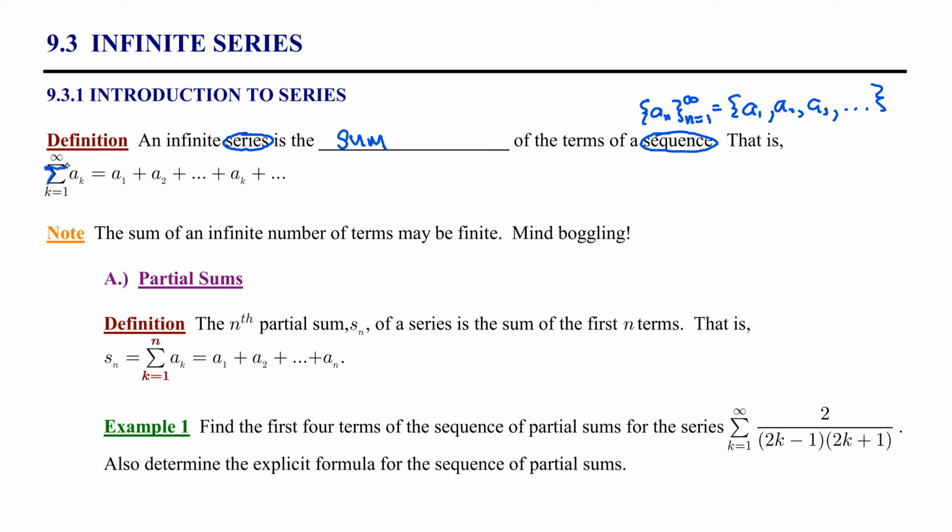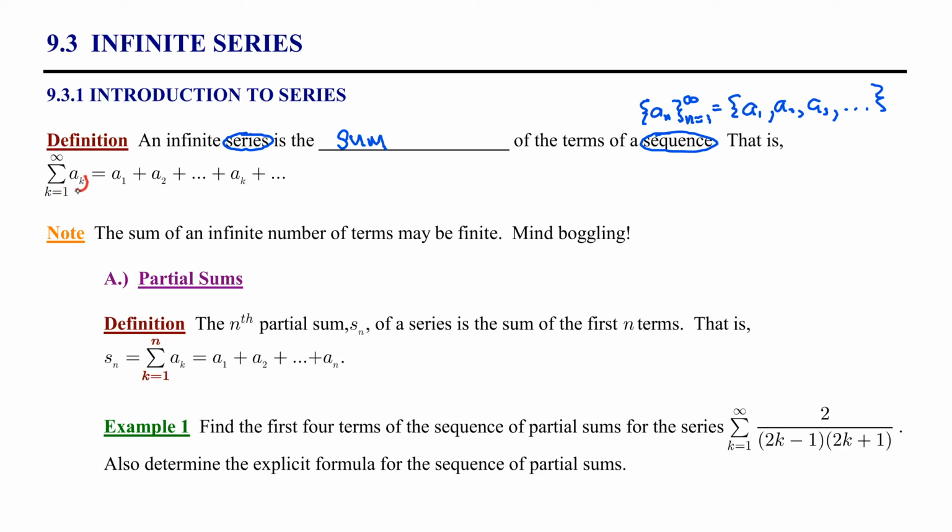We use the capital Greek letter sigma. When we see that big sigma, it represents a summation. So we're going to sum from k equals 1 to infinity, the sequence represented by a sub k. So notice we have the elements of the sequence listed over here, but because we're summing these elements, this is called a series. So in short, a series is the sum of a sequence.